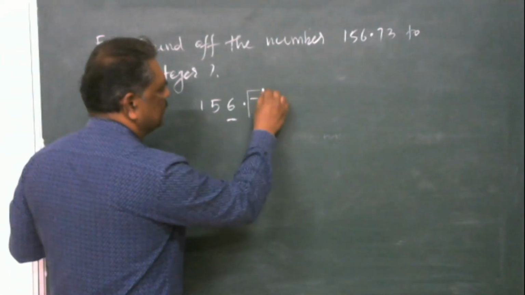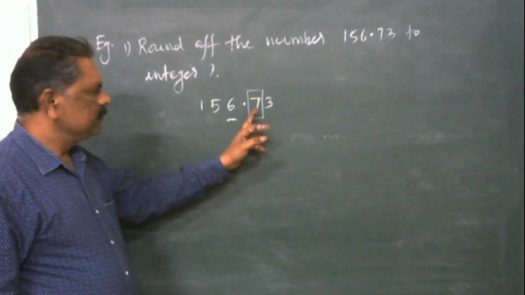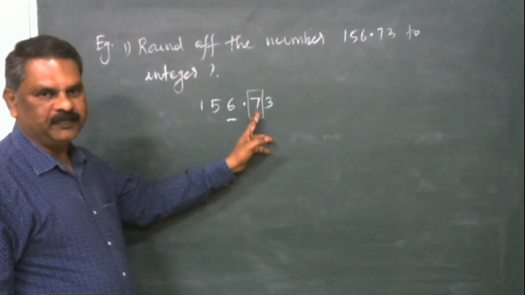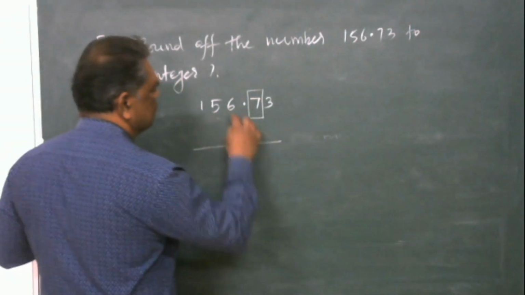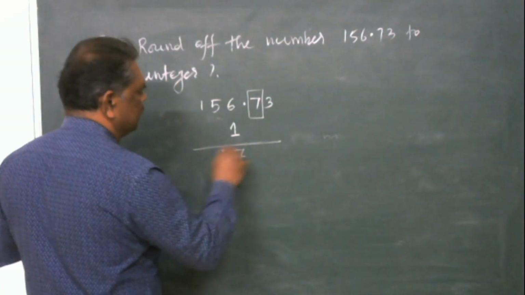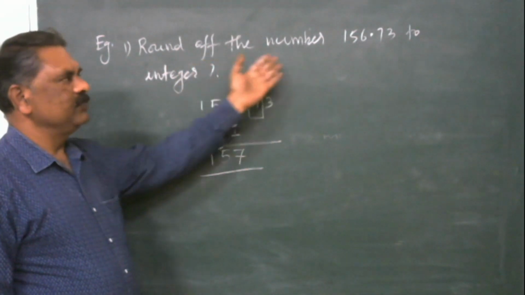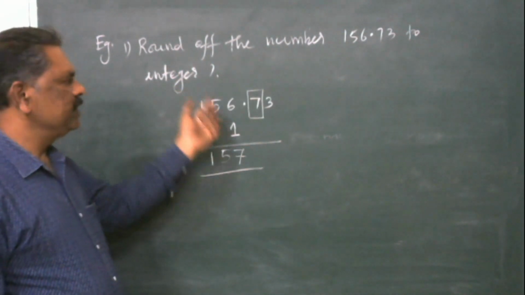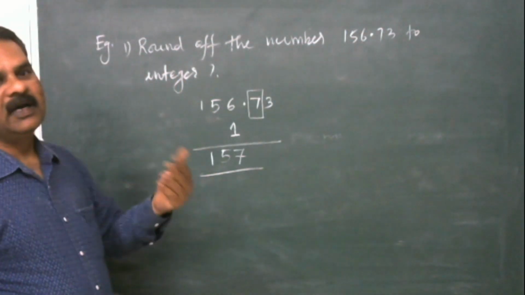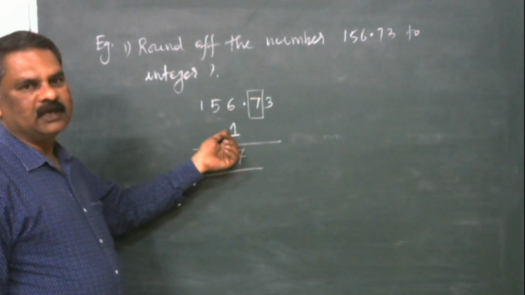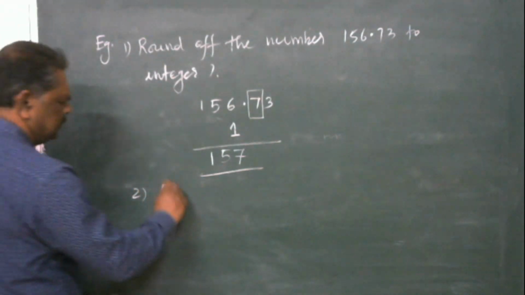This is the number that comes immediately after the unit place. Now, this number is more than 5, so we need to add 1 to the corresponding place. 6 plus 1 is 7, then 5, 1. So, the answer is 157. So, to round off a decimal to an integer, we need to look at the tenths place. If it is 5 or above 5, then we add 1 to the corresponding place, and it becomes 157.